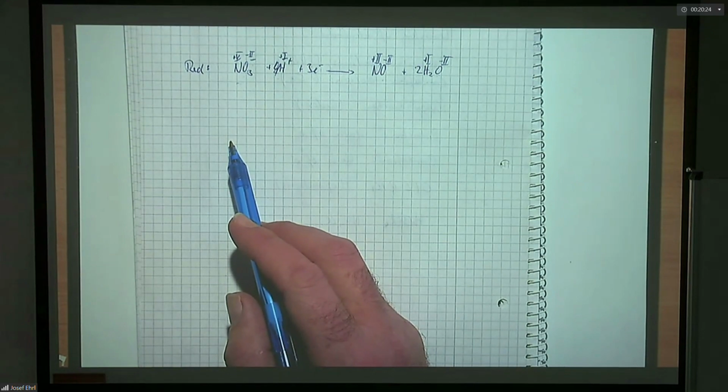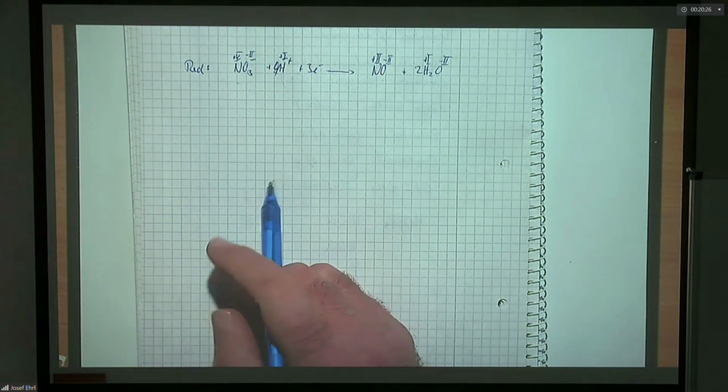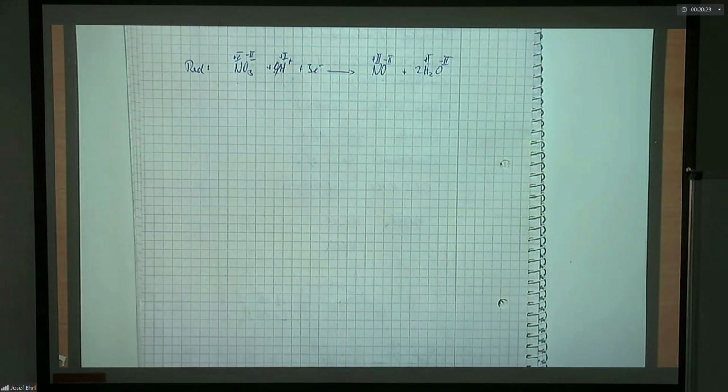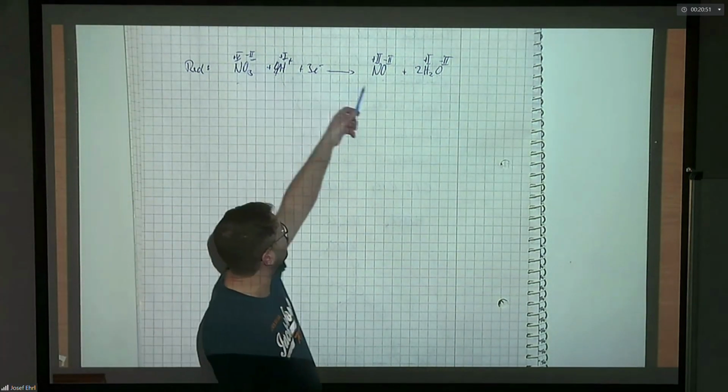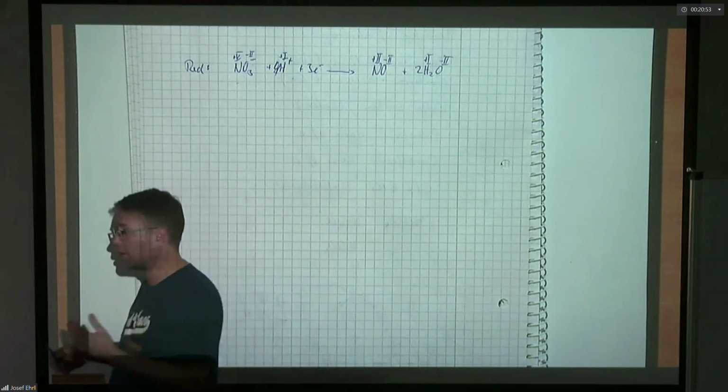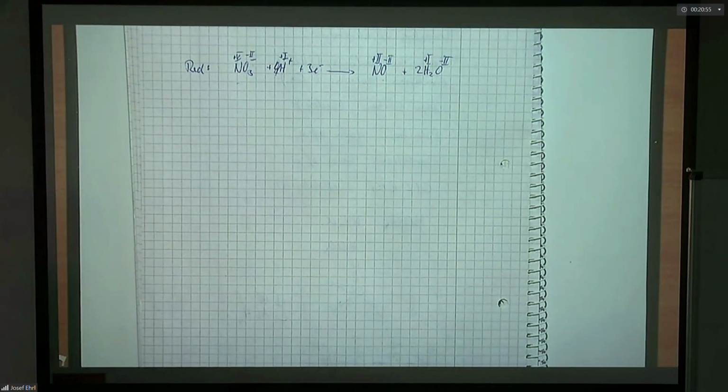Would we have a reducing agent here in this reaction? Just a theoretical question now. The oxygen? Where? It's gaining electrons. No, the oxygen is not gaining electrons. Oxygen's oxidation number is always negative. So it's not involved in any transfer of electrons.